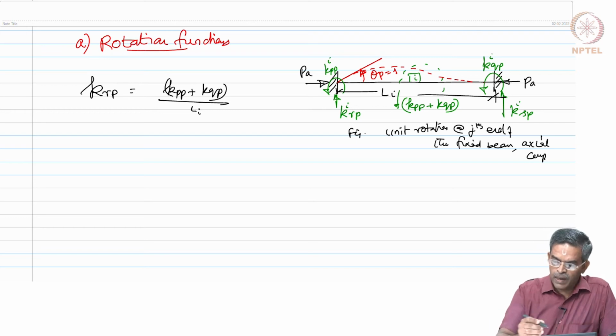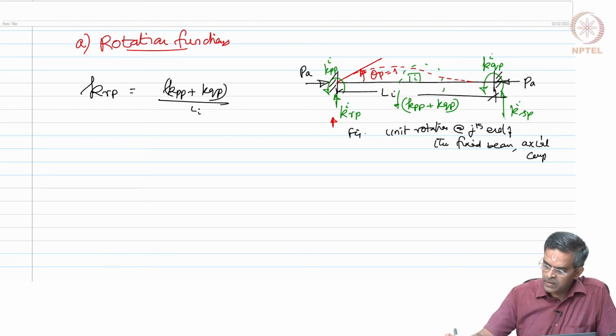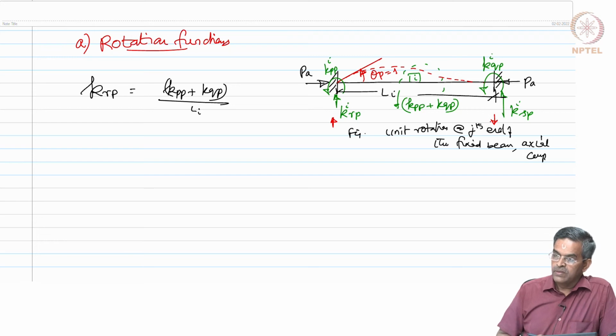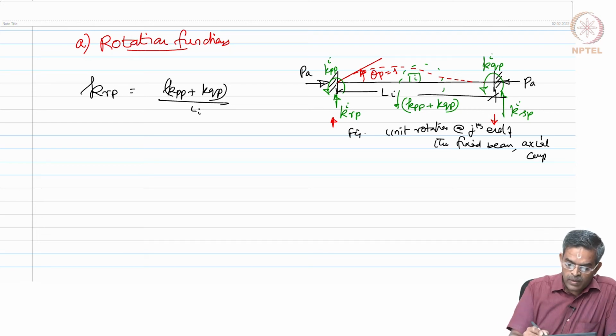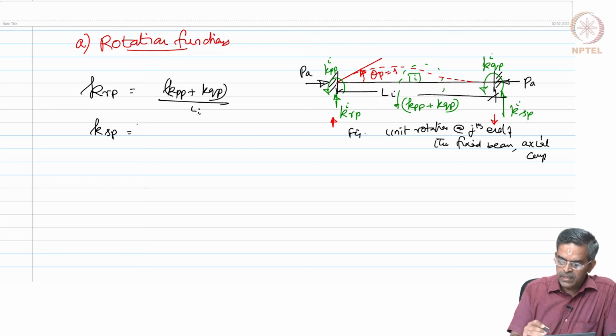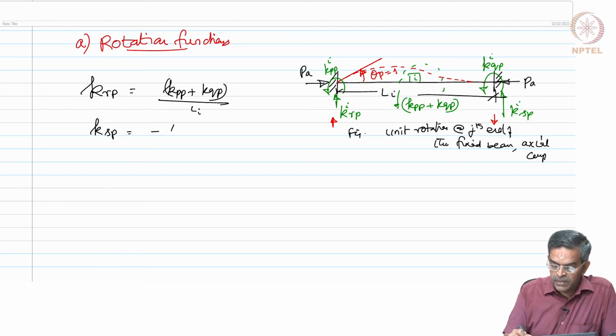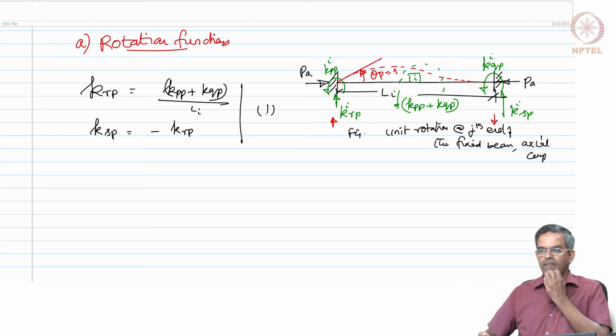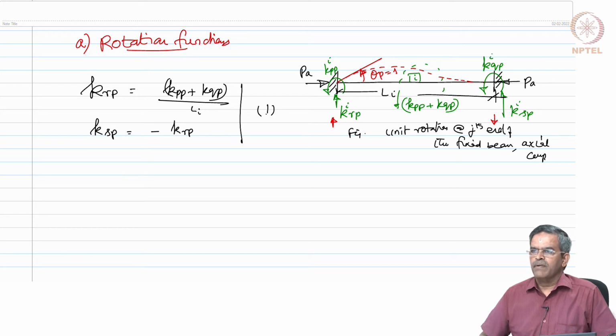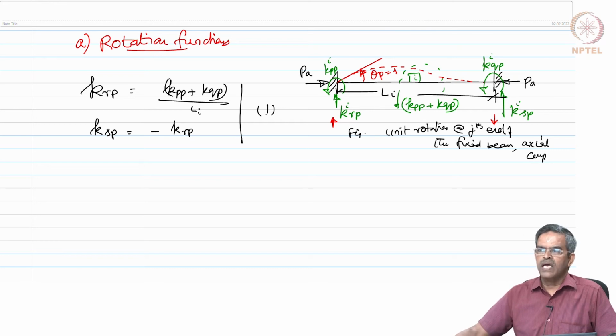When I say this is a couple, so this will be upward, this will be downward. So, can I say now KSP is same as KRP, but with a negative sign. So, I will call this equation as 1. I hope there is no confusion at this stage, is it not? The same identical analysis what we discussed for the fixed beam. I am just following the same algorithm, so it is easy for us to do it.